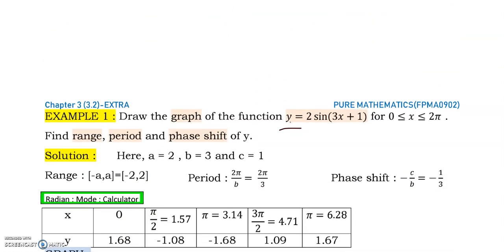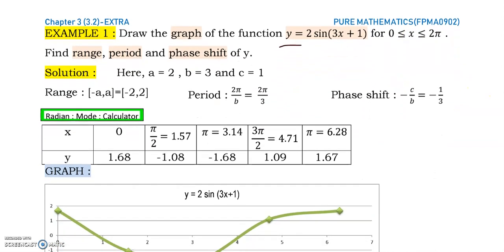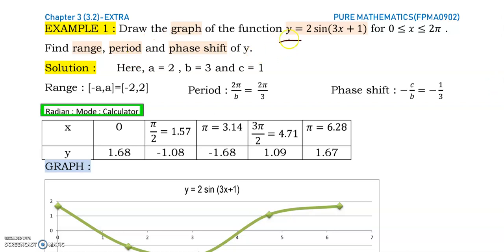Now we will see example 1. How to draw the graph of the function y is equal to 2 sine 3x plus 1 for the given interval 0 less than or equal to x less than or equal to 2 pi, and then find range, period and phase shift of y.